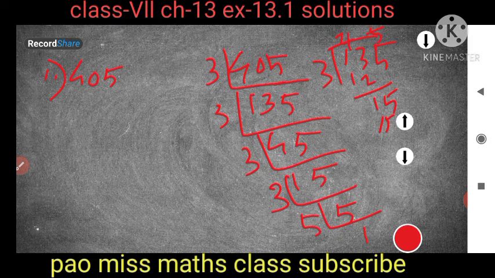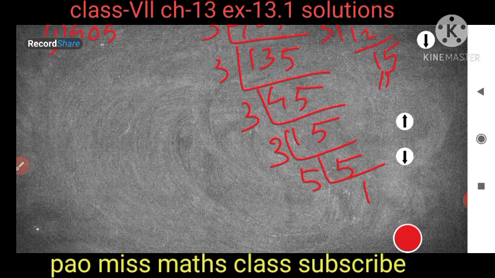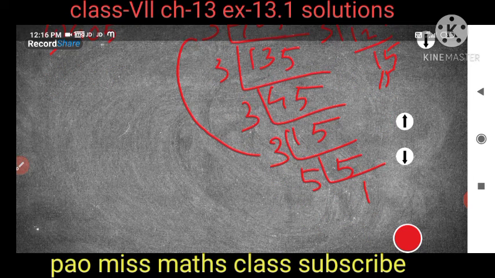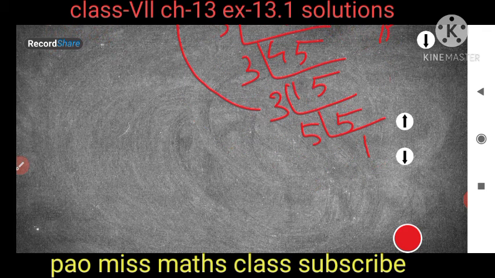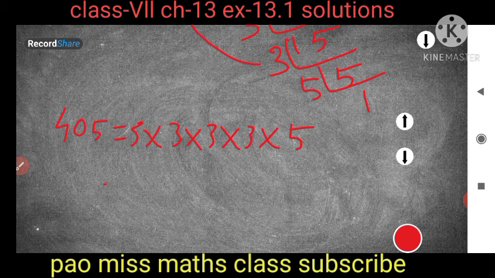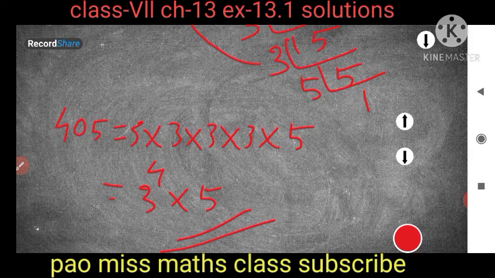So what value did we get in the factorization? We got 3 multiplied how many times? 4 times, and 5 multiplied 1 time. So you will write 405 is equal to 3 into 3 into 3 into 3, 4 times, and 5 1 time. So when you write all this, 3 to the power 4 and 5 to the power 1, so you can keep just 5 only. So what is the answer? 3 to the power 4 into 5 is the answer for this question.